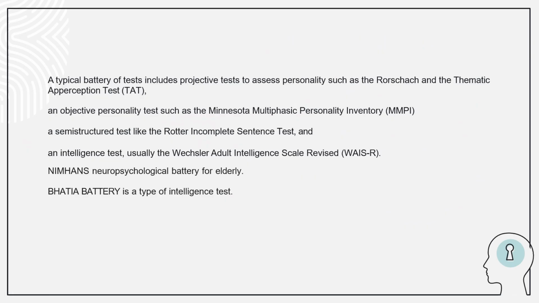A typical battery of tests includes projective tests to assess personality, such as the Rorschach and the Thematic Apperception Test, and an objective personality test. Now, these are some examples of batteries. An objective personality test, such as the Minnesota Multiphasic Personality Inventory, a semi-structured test like the Rotter Incomplete Sentence Test, an intelligence test, usually the Wechsler Adult Intelligence Scale-Revised. This is one of the commonly used tests. Neimann's neuropsychological battery for the elderly. This is used for cognitive impairment and dementia. And the Bhatia battery, which is a type of intelligence test.